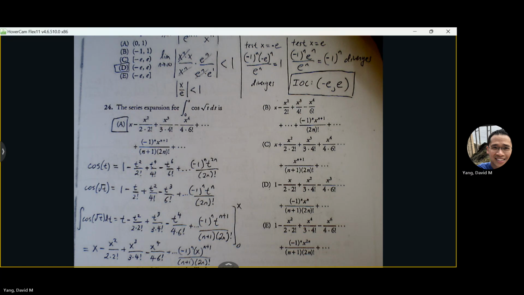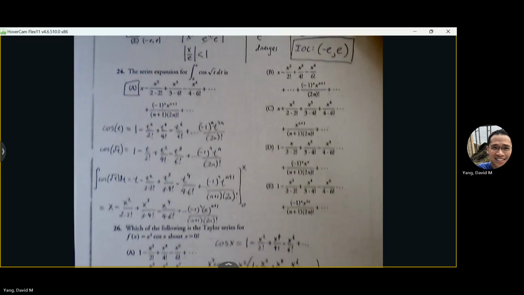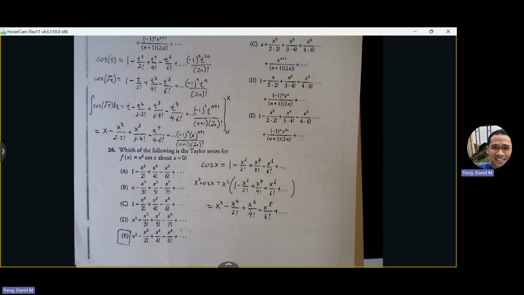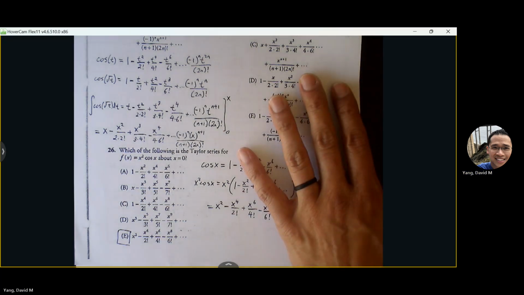26. Expand out cosine of x, and then you can distribute the x squared through. 26. Go back to 20. Sure. 22.